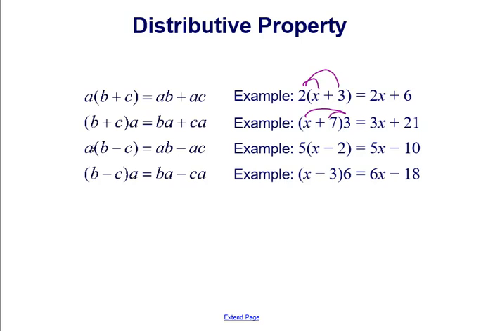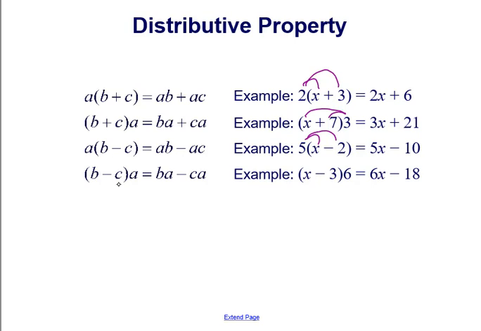If we have a times the quantity of b minus c, we can think of that as a times b minus a times c. We don't even have to do a middle step of plus and minus where we're adding a negative. We can go straight to that subtraction. So for example, 5 times the quantity of x minus 2, we'll do 5 times x, and 5 times negative 2, so that gives us 5x minus 10.